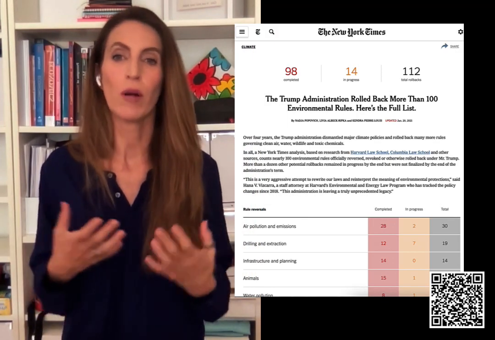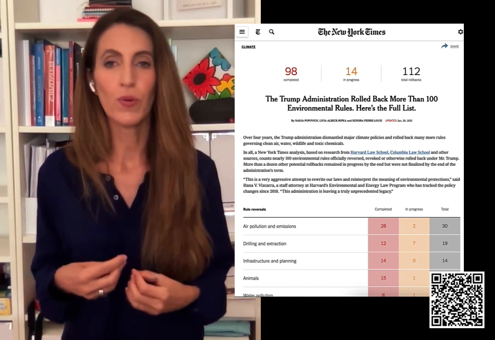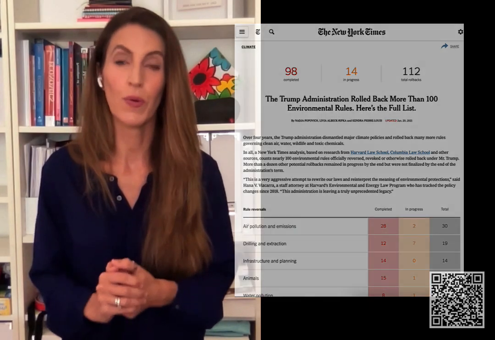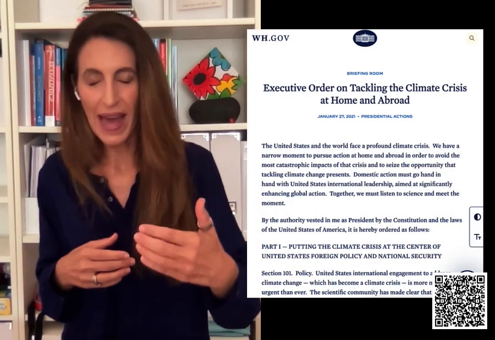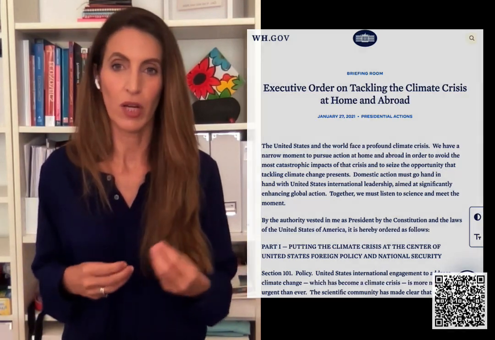Over the 4 years of the Trump administration, major climate policies were dismantled, and about 100 rules governing clean air, water, wildlife, and toxic chemicals were rolled back. These actions were expected to increase greenhouse gas emissions over the next decade, and thousands of extra deaths from poor air quality each year. That's right. Exposure to pollution, and especially to particulate matter, causes major health issues and premature deaths. The Biden administration rolled back the rollbacks and effectively built up the capacity to advance the climate change agenda.